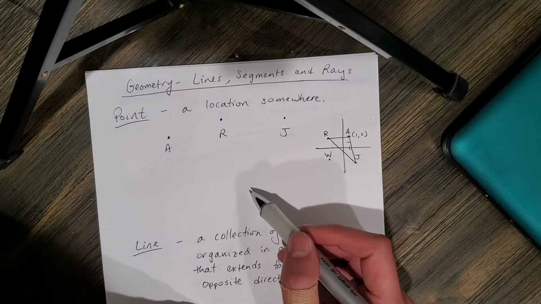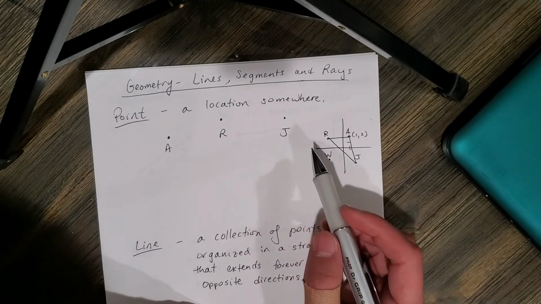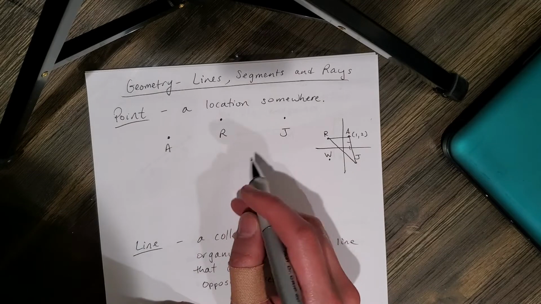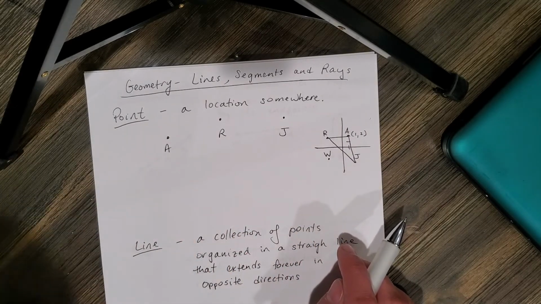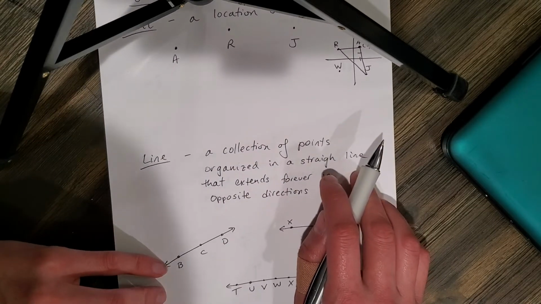Okay, so again, a point is simply a location somewhere. It could be on a graph, it could be on a plane. I don't mean an airplane, I mean a plane, like this is a plane here, like the graph, okay? That's an example of a plane. All right, now, moving on.